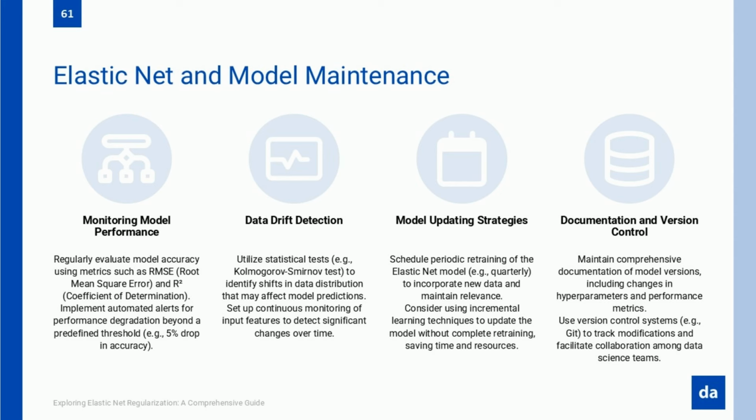Machine learning models aren't static. They need continuous monitoring and updating to stay effective. Data patterns shift, new trends emerge, and models that once performed well may start to degrade. Elastic Net, like any other model, requires ongoing maintenance to ensure it remains accurate, stable, and aligned with real-world data.